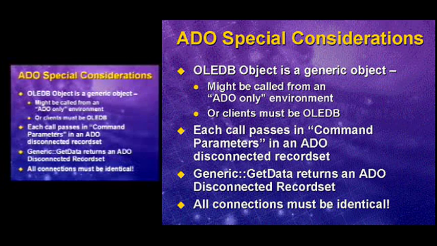The OLEDB object is called from an ADO environment, or every client in the world has to be OLEDB, which is impossible. Each call in this object passes in a command parameter object, which is actually an ADO disconnected record set just shaped to the right fields. And then there's a generic getObject method, getData method, that goes out to the database and returns an ADO disconnected record set. So I want the best of both. I want OLEDB for access, for speed, and for manual transaction enlistment, and I want ADO for the marshal by value record set. So how do I do this?